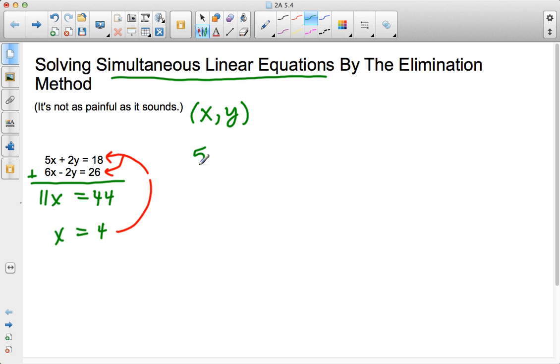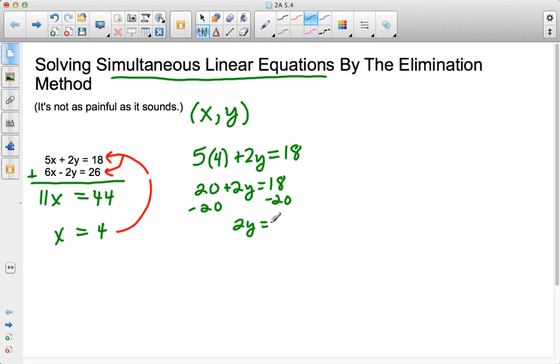But instead of x, I'm going to be using 4, so 5 times 4 plus 2y equals 18, which means 20 plus 2y equals 18. And if I subtract 20 from both sides, I get 2y equals negative 2. So y equals negative 1. So far, I think that my solution is going to be 4 comma negative 1. But before I can be sure, what I really want to do is test those values out.